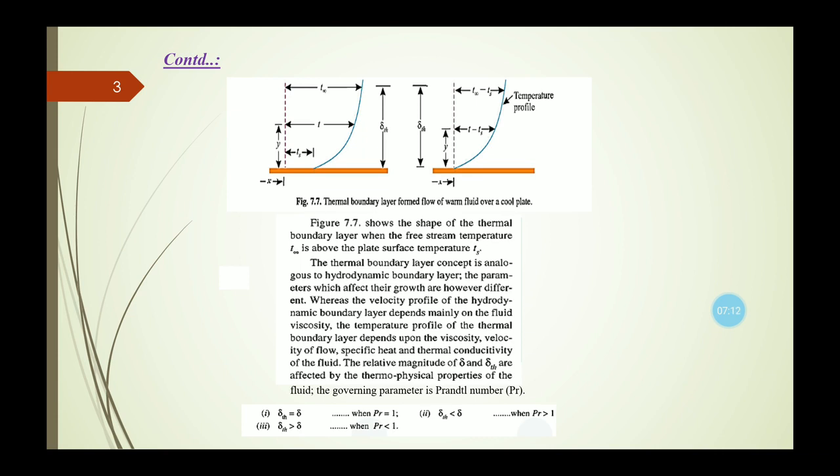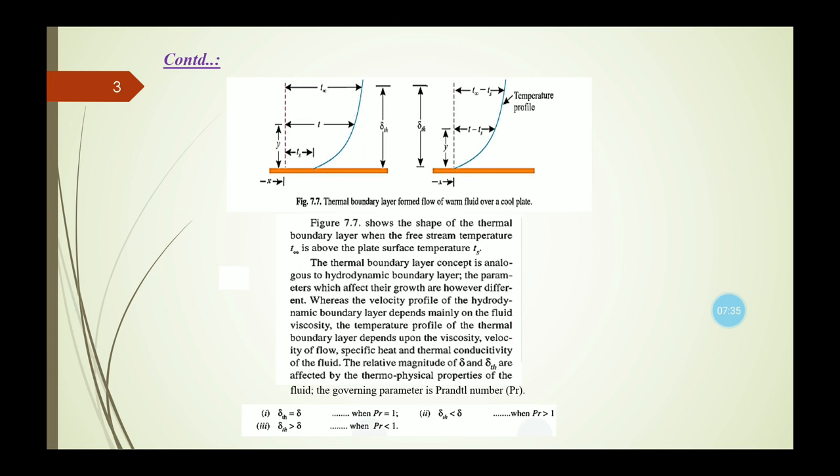Next, when the Prandtl number is greater than 1, the thermal boundary layer thickness is less than the hydrodynamic boundary layer thickness. And when the value of the Prandtl number is less than 1, in that case the thermal boundary layer thickness is greater than the hydrodynamic boundary layer thickness.